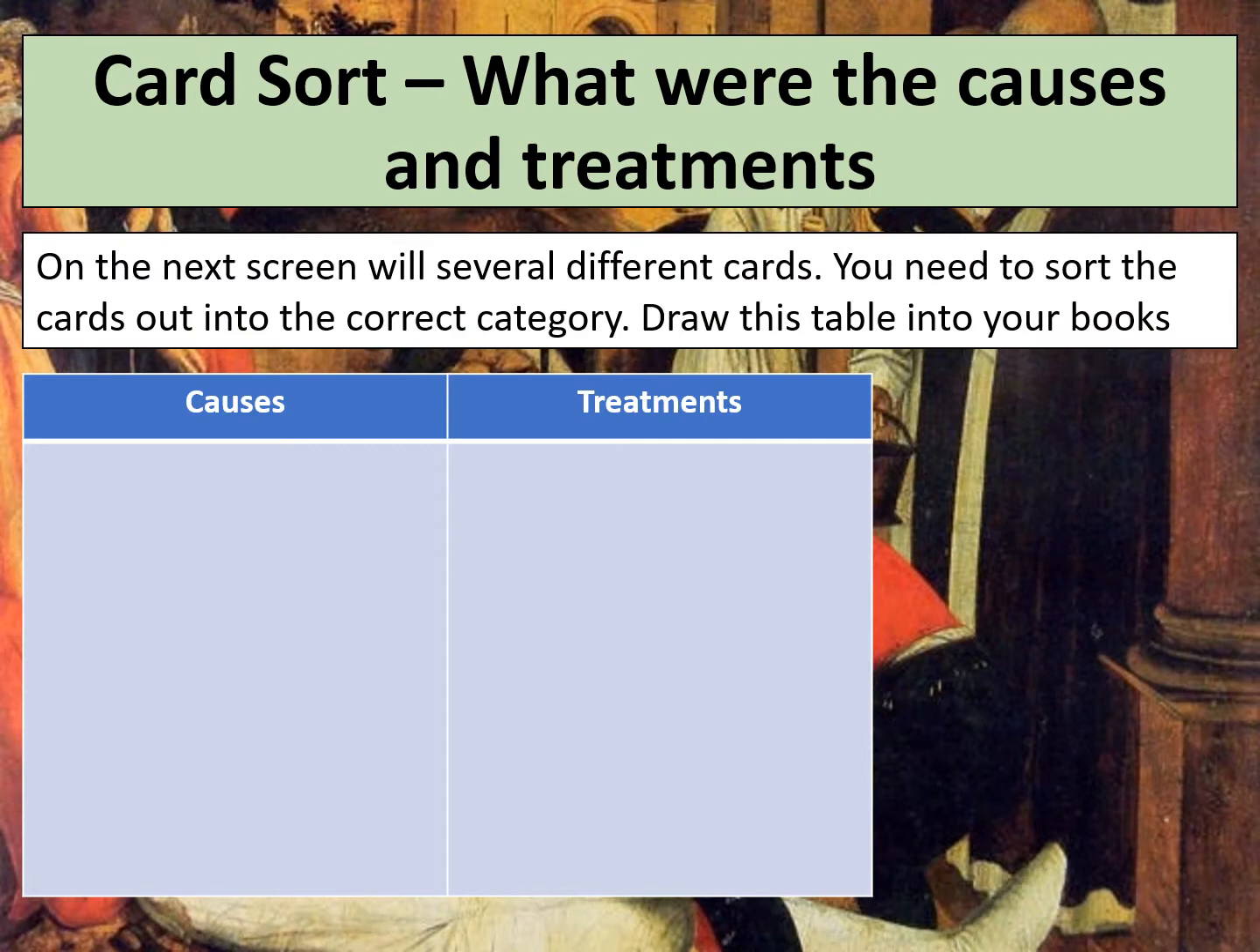We are now going to look at what were the causes and the treatments for the Black Death. On the next screen will be several different cards. You need to sort the cards out into the correct categories. Please draw this table into your books.